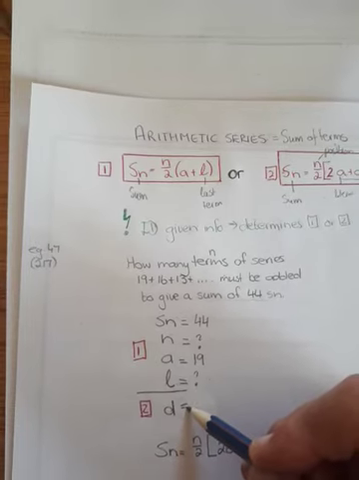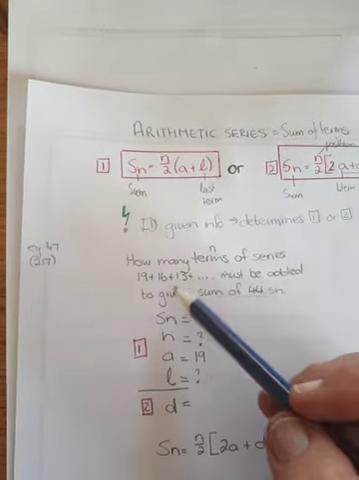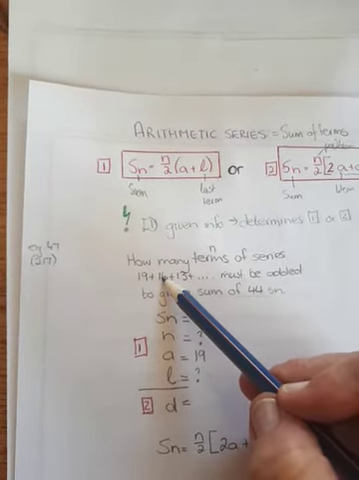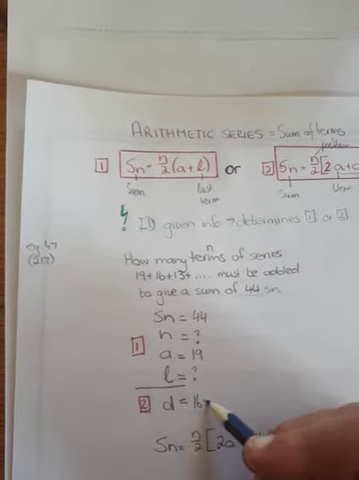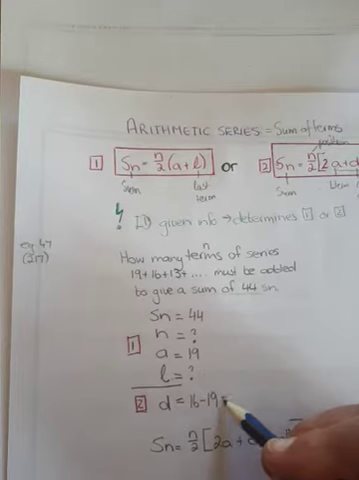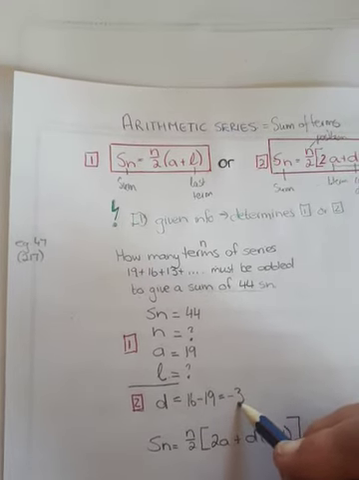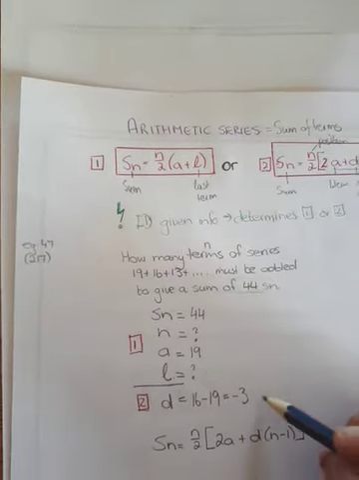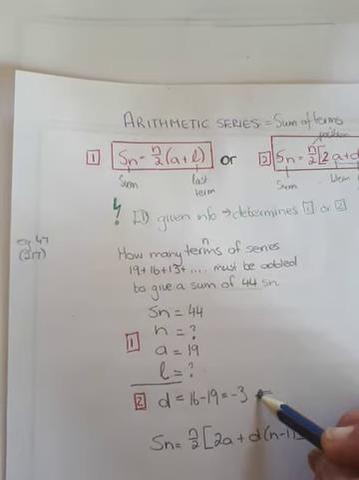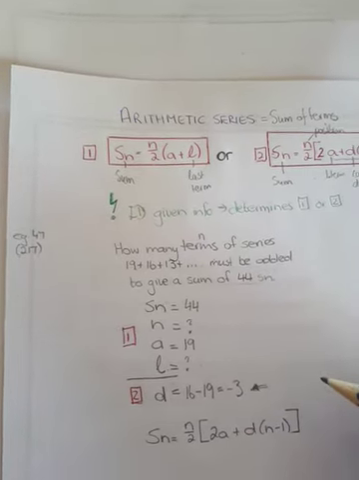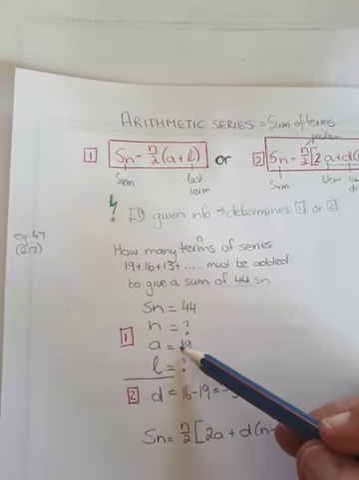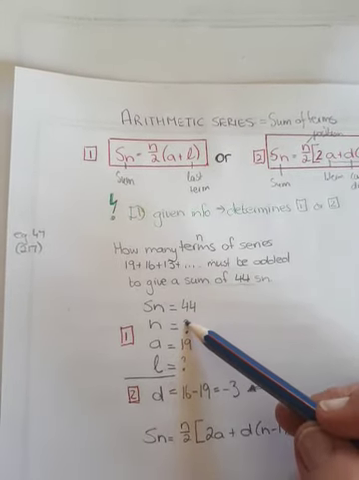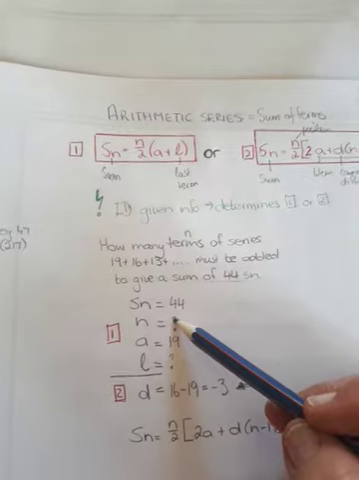Can we work out the common difference? Yes, we can, because we subtract one term from the previous term. So this is 16 minus 19, which gives me negative 3. So I rather use the second formula, because I've got Sn, I've got a, and I must calculate n.